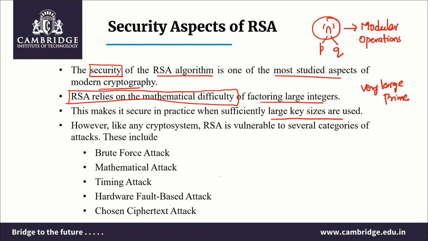Though we have implemented the highest security, the RSA algorithm is vulnerable to several attacks. To mention a few, it is vulnerable to brute force attack, mathematical attack, timing attack, hardware fault based attack, and chosen ciphertext attack. Now, let's see what each of these says.